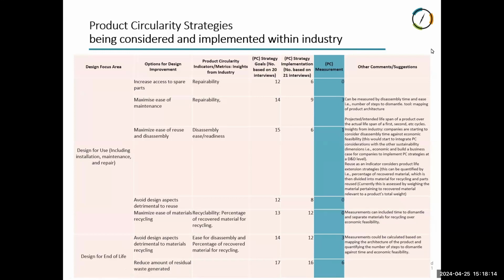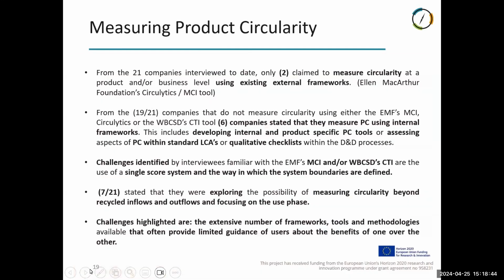And then when we move to the use phase, this table shows how, for example, maximizing the ease of reuse or disassembly was within 15 of the interviewees' strategy or goals, but then in terms of implementation, only 6 were currently implementing, and only 1 had developed a mechanism to measure the product's circularity at a product level, specifically for this strategy.